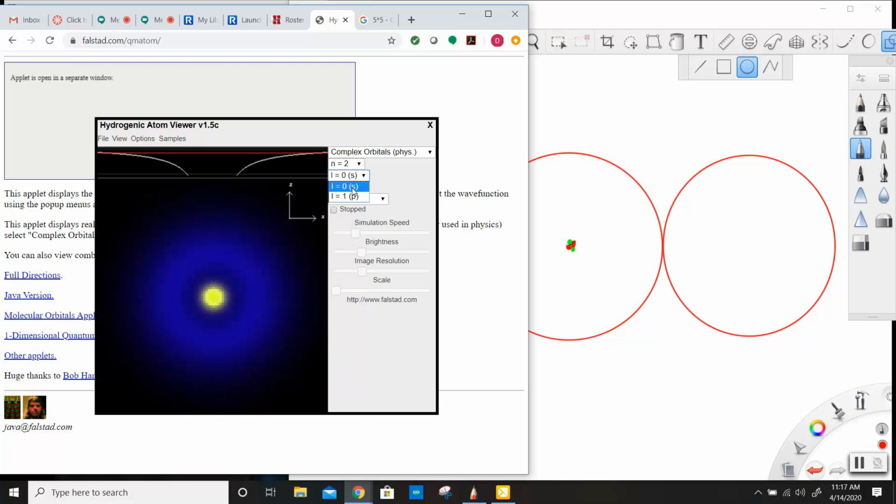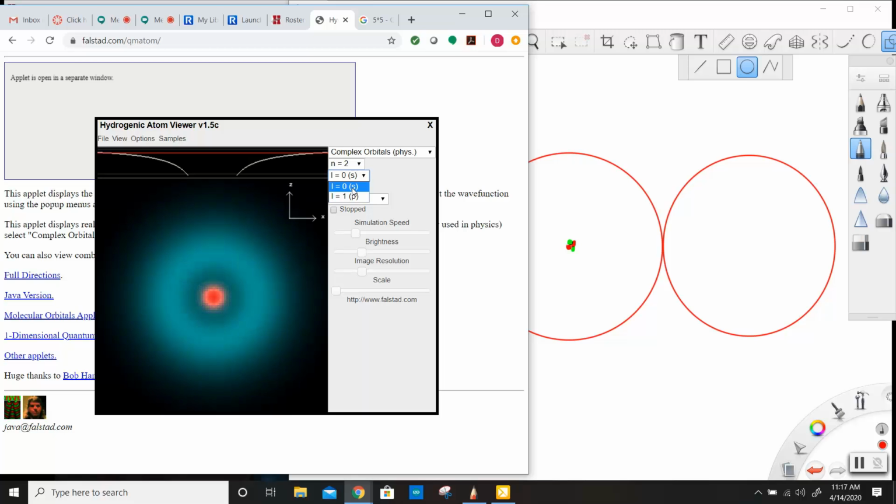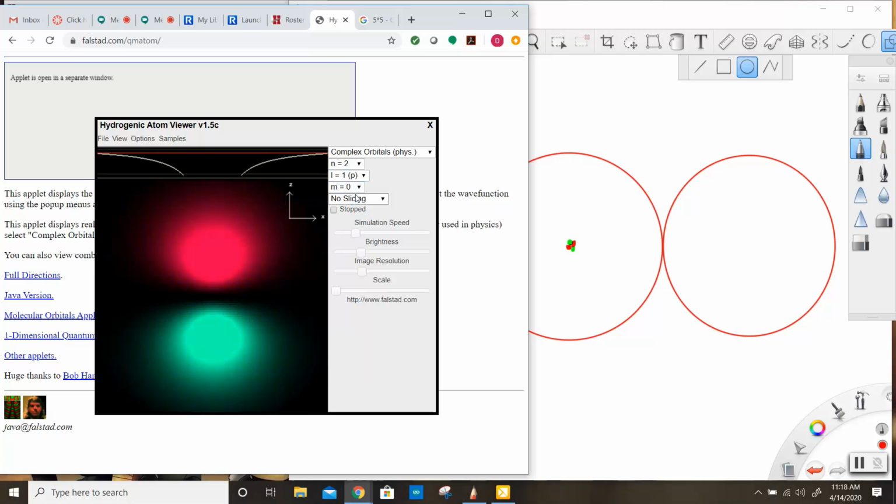Now remember, what we're about to look at is not the Bohr model, but the reality of the situation. In the Bohr model, this is the N equals 2 S shell, so 2S. But the N equals 2 P shell actually looks like this. It kind of looks like a little dumbbell.